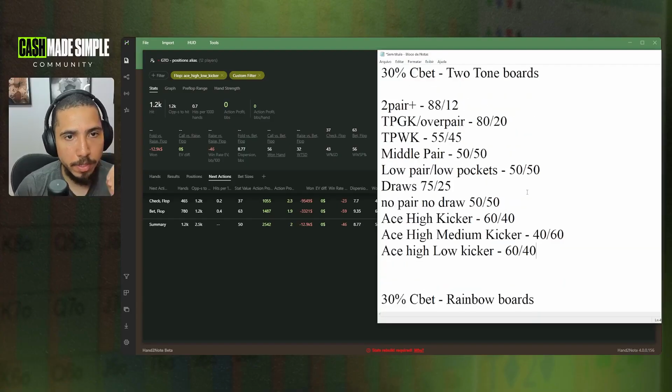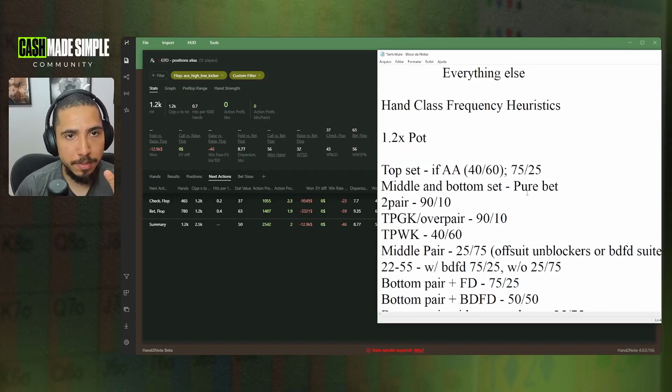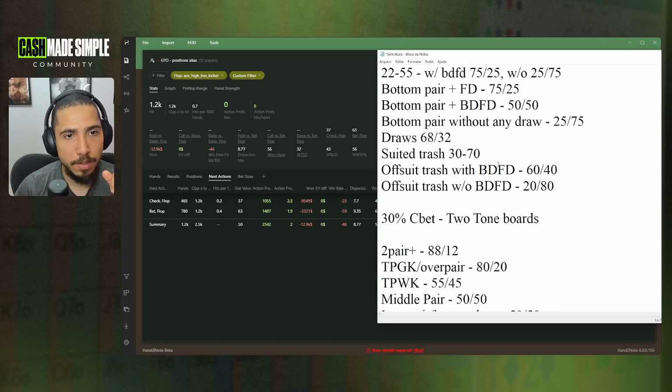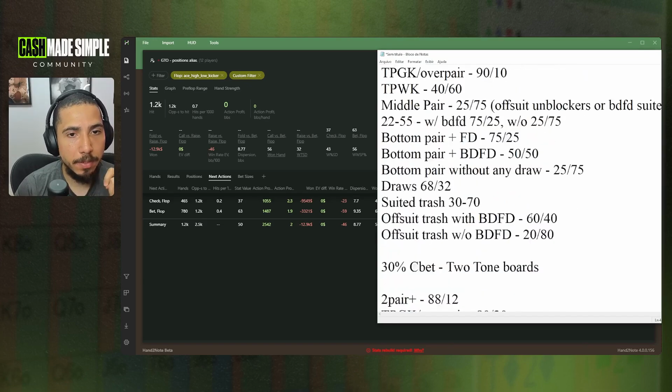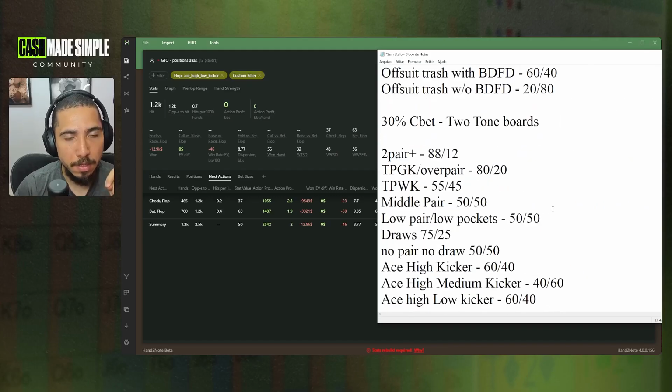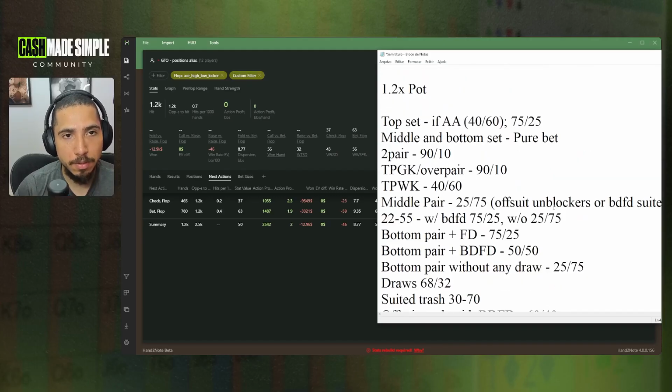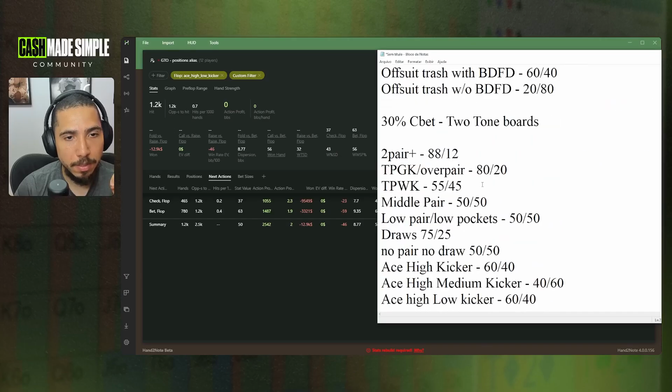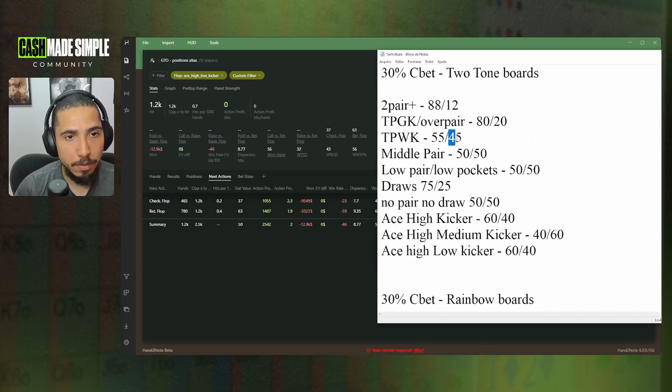Okay, so this is what we came up with. 2-pair plus, pretty much the same as before, 90-20 split. Top pair good kicker, 80-20. Here was 90-10, so very similar once again. Top pair with kicker, now we see a substantial difference compared to the polarizing boards. Top pair with kicker, here was 40-60. We're checking 60% of our top pair with kickers. Now we're checking only 45%. So we're checking less of our top pair with kickers. And of course, it makes sense. We're depolarizing our betting range.